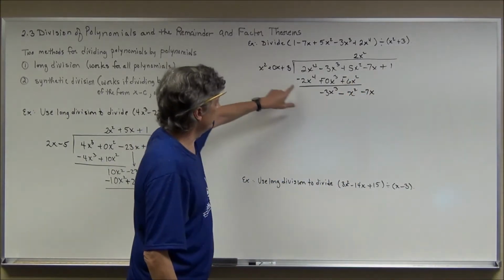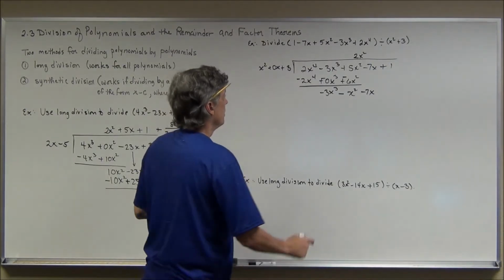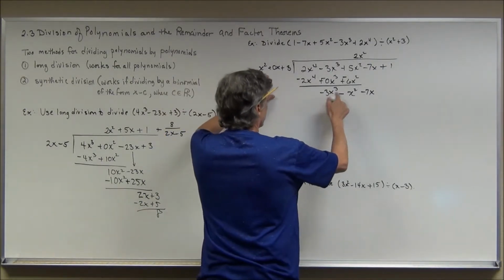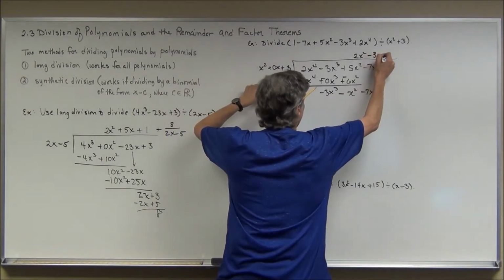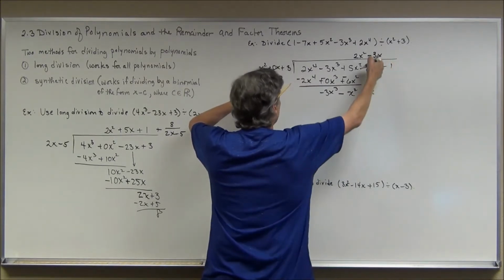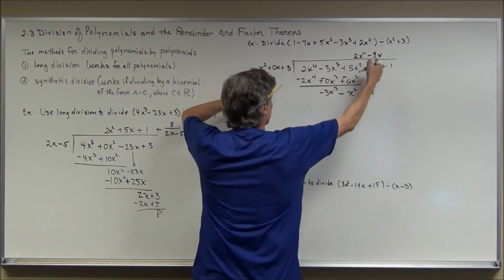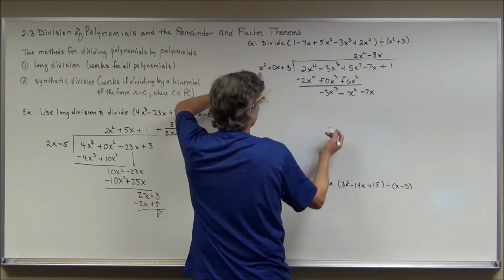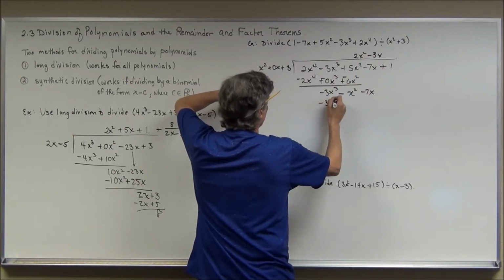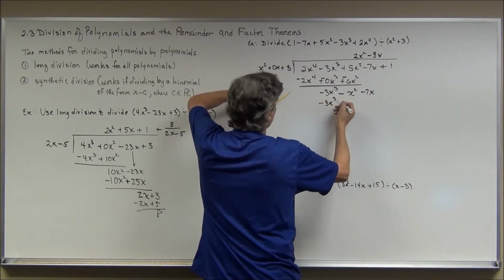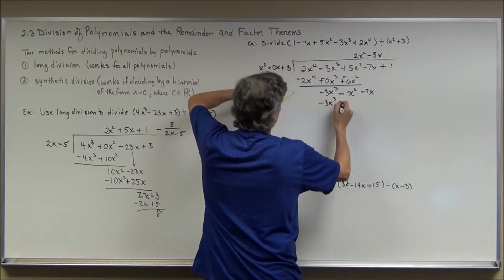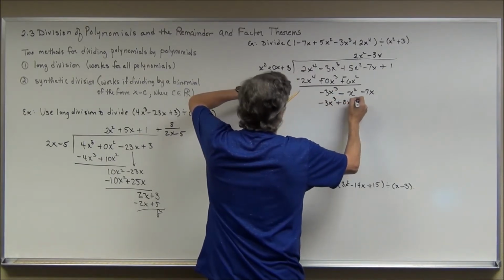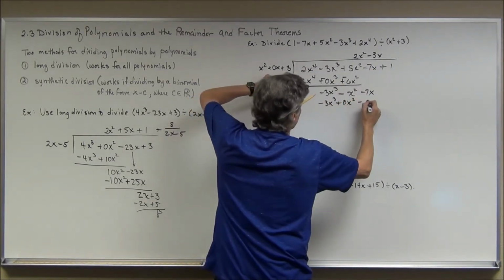What times x squared gives me negative 3x to the third? I would need a negative 3x. So I'm going to write minus 3x. See how everything's lined up? Multiply through and stack underneath. Minus 3x times x squared is a negative 3x to the third. And that would be still 0. So I'm just going to write plus 0x squared and a minus 9x.